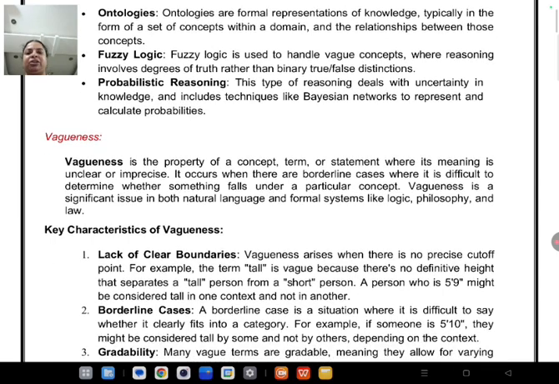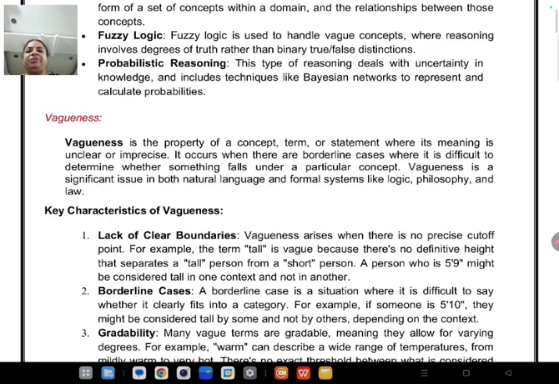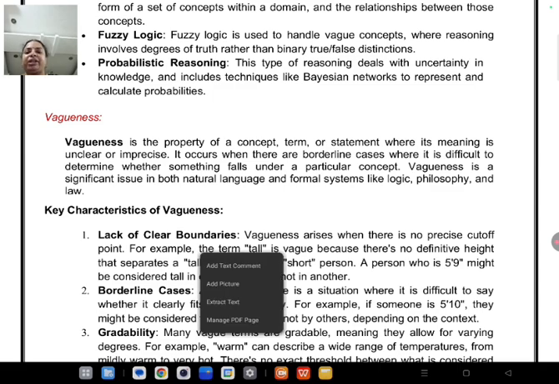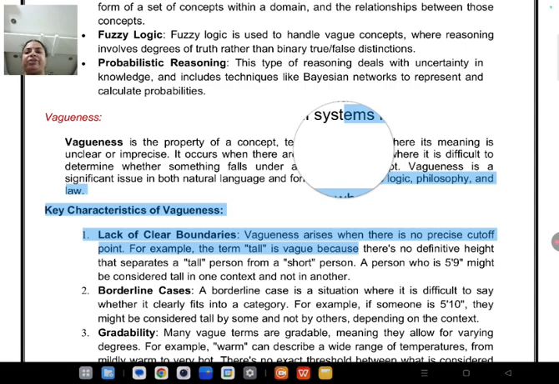Next is fuzzy logic, where we will apply reasoning whenever we are not particularly clear about the information, like vague concepts and others. Next is probabilistic reasoning, where we check the probability of the information: what percentage of the information is true, and out of the complete information, how many chances there are of it being true or false.